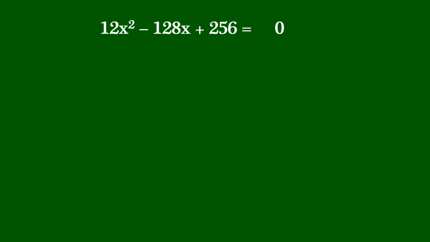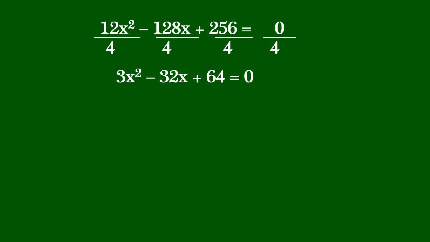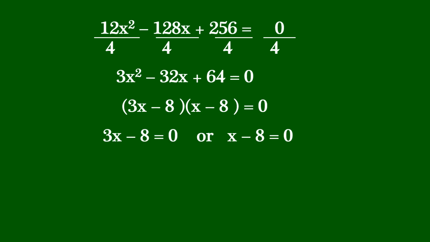This is a quadratic function, so you can do this in many different ways. But for this particular function, I will divide first by 4 to make it simpler. So now I have a simpler quadratic equation. I'm now going to solve this quadratic equation by factoring. And I got the factors 3x minus 8 and x minus 8. I will now equate each factor to 0, and I will solve for x. I have the values of x as 8 over 3, and the other one is 8.